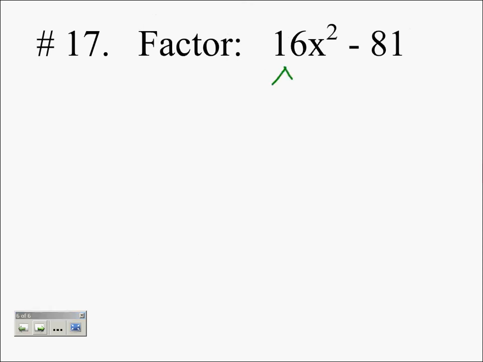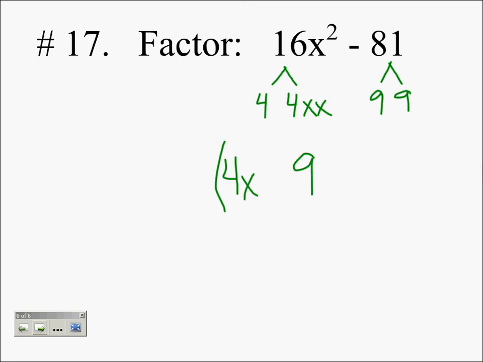Special case means I just break down my 16 into the squares that multiplied to it, 4 and 4, and then I have x and x. I break down my 81 into 9 and 9. My first parenthesis is 4x and a 9. My second parenthesis is 4x and a 9. Both parentheses need to look the same except one has a plus sign, one has a minus sign. These numbers came from breaking it down into their perfect squares.